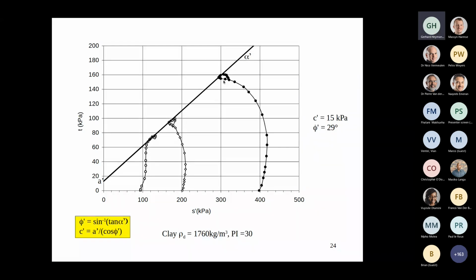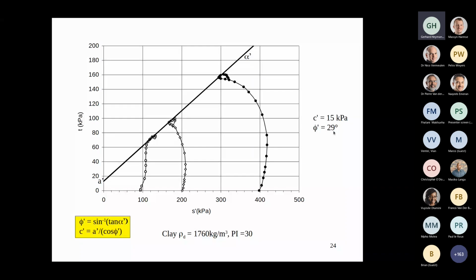Okay. And there's a very simple geometric relationship involving the slope of this line. The slope of this line is called alpha dash, and the intercept of this line is called a dash. And there's a very simple geometric relationship between alpha dash and a dash and what we're after. What are we after? The slope of the Mohr-Coulomb failure envelope, which is quantified by C dash phi dash. Now you can see what happened here. When I use the stress path, the friction angle is not 35 degrees, it's 29 degrees.